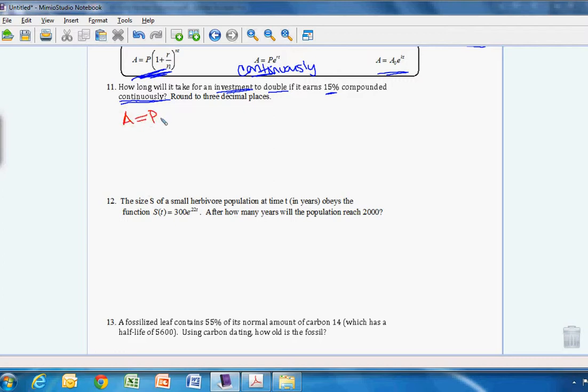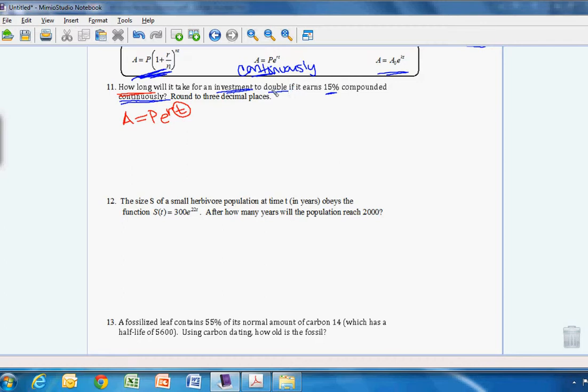Now I want to go through and see if I understand what the A means. What does the P mean? E is going to be the exponential value that never changes. Do I know the rate? Do I know the time? Our main question here is how long. So in this sentence, I should have an A value, a P value, and an R.